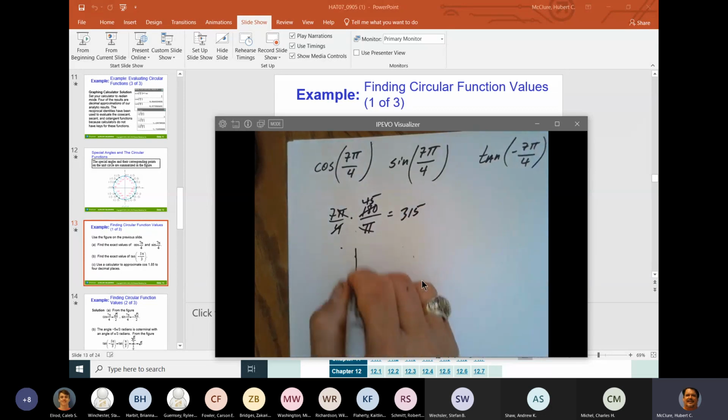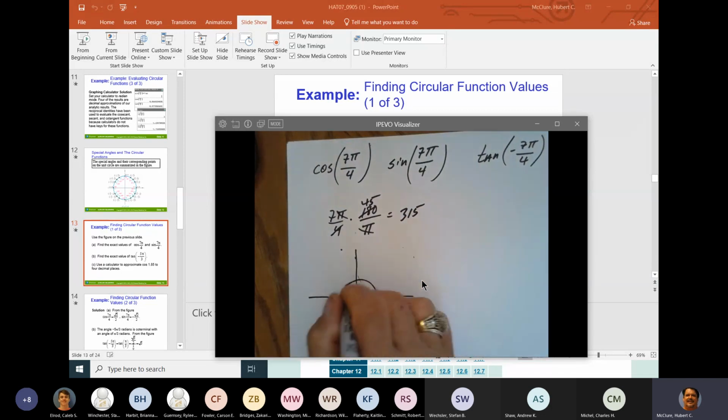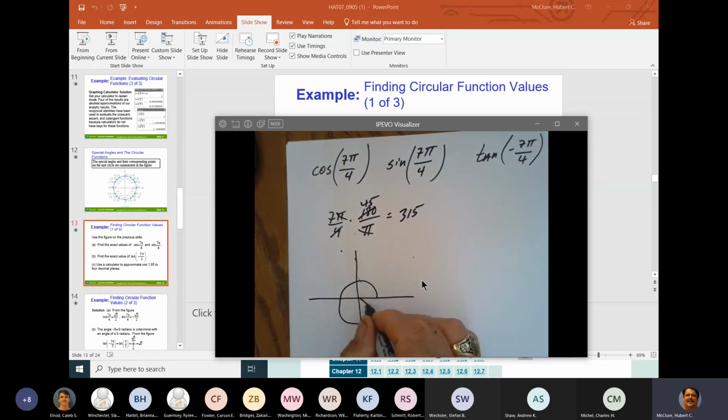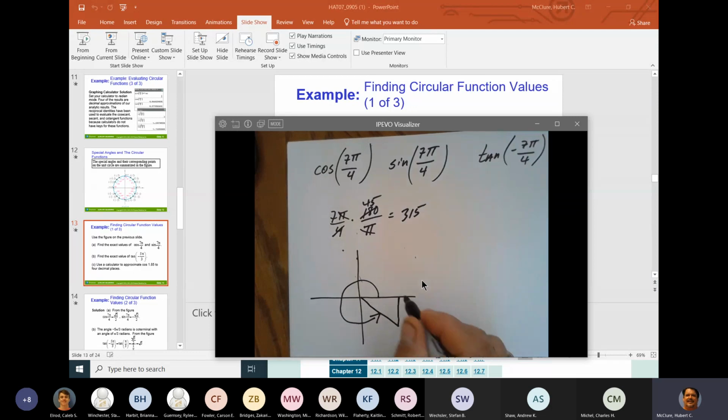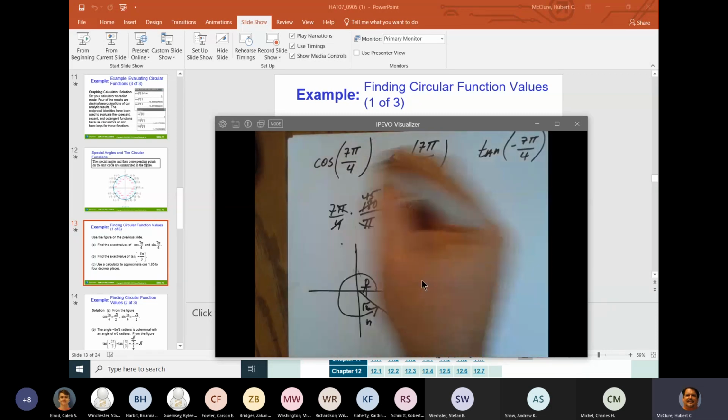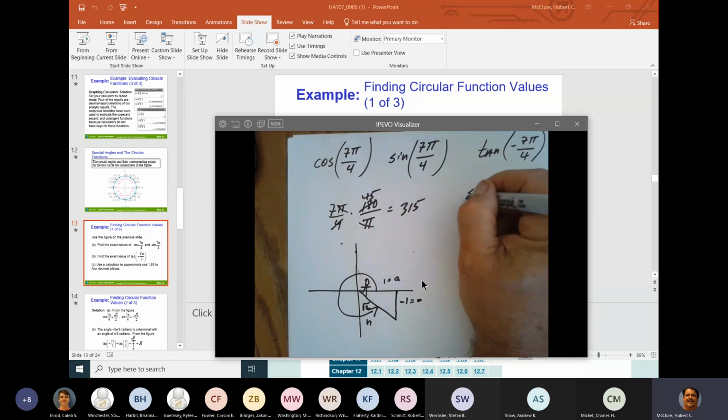And 315 is going to fall right here. Hopefully I won't mess this up again. 1, -1, square root of 2. And we've got a little man here: opposite, adjacent, and hypotenuse. So for the sine, I'm just going to do all of them, or the first 3.